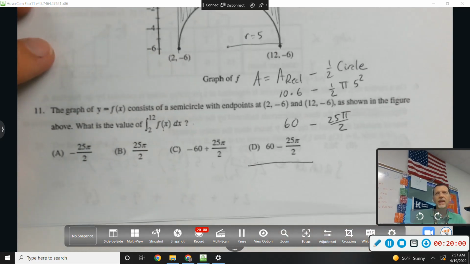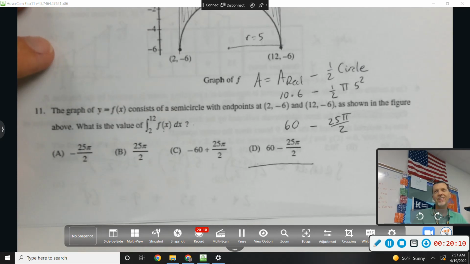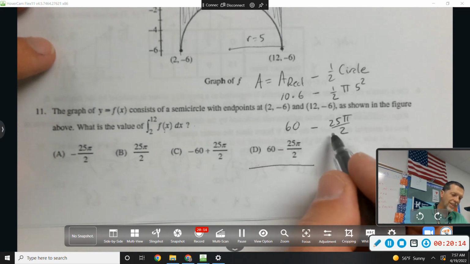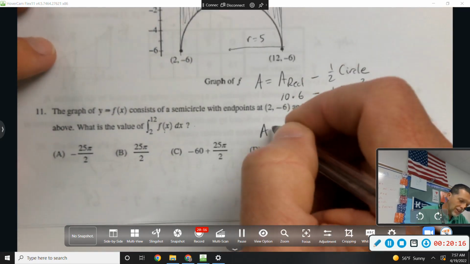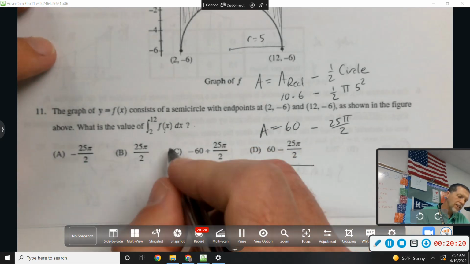But that's not right. Why is that not right, do you know? It's under the graph, so it's negative. So that one was a tricky one. Well, that area is equal to this. That's true. But the integral is the negative of all that. So it's answer choice C.